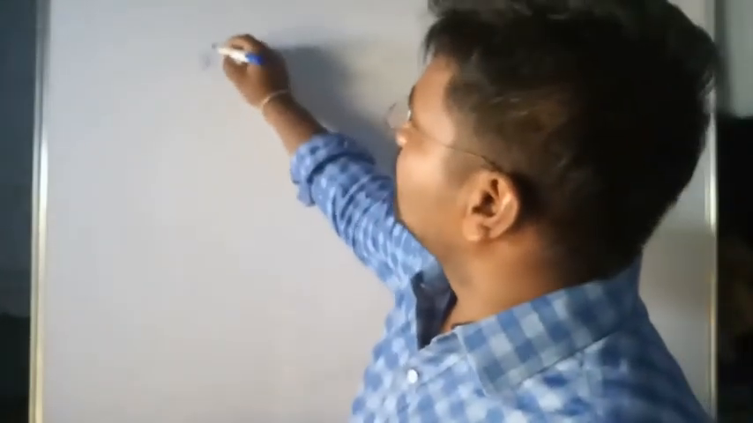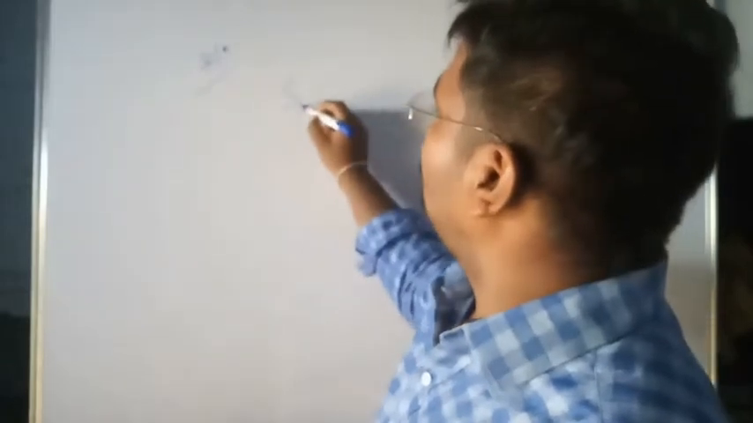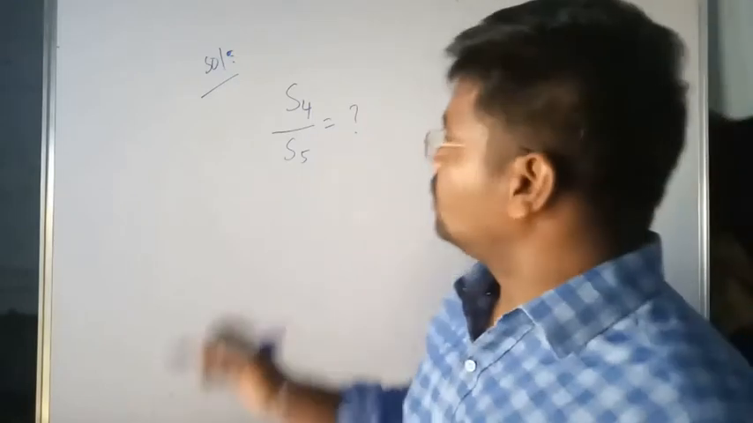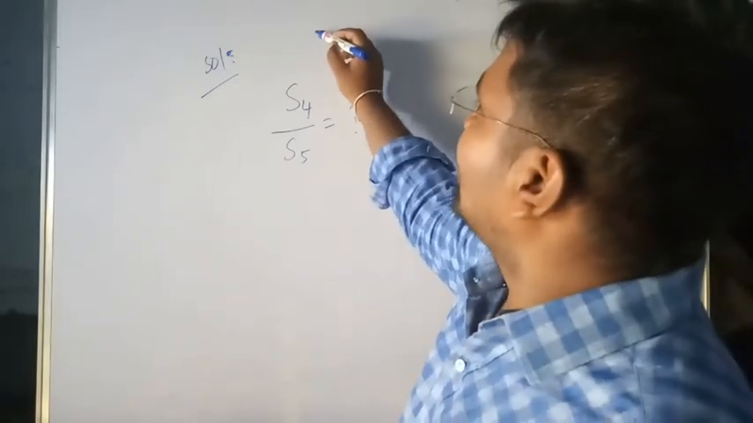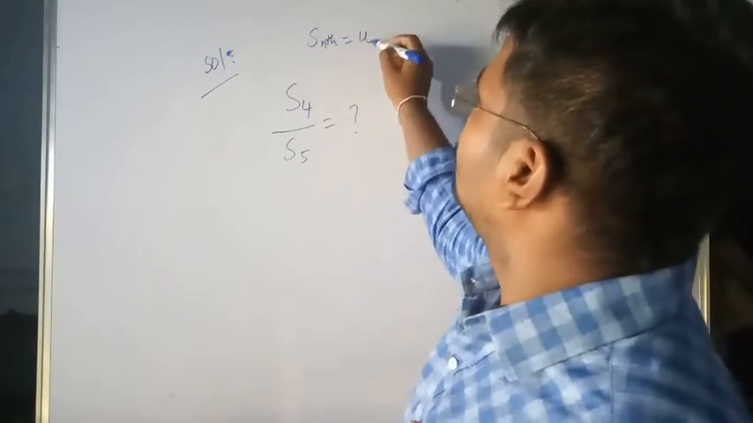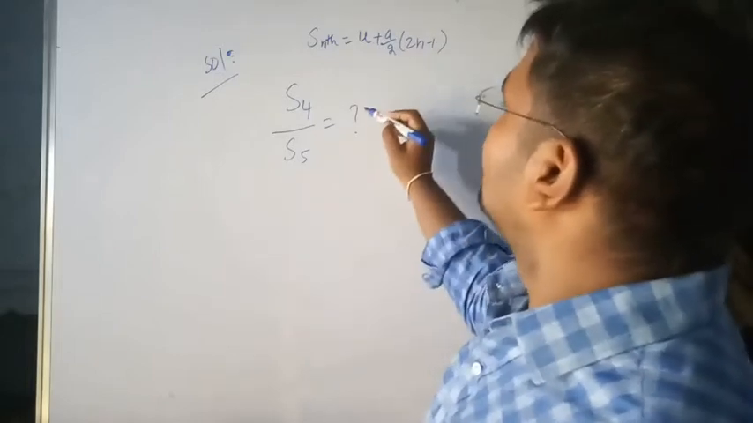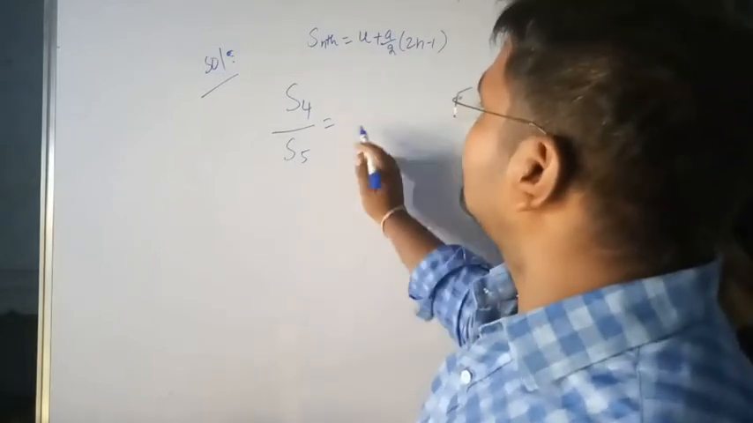In this question, what we have to find is the ratio of the distance traveled in the fourth second to the fifth second, means S4 by S5. What is Sn? Sn is equal to u plus a by 2 into 2n minus 1. Understand? So here S4 means what?